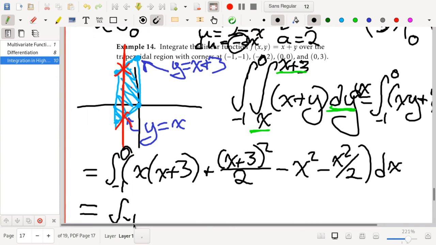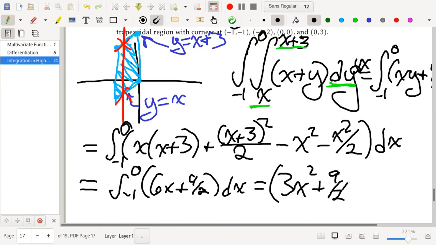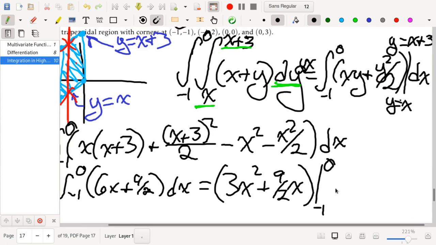This is going to be the integral from negative 1 to 0 of 6x plus 9 halves dx. Okay. And this is going to be, well, we get 3x squared plus 9 halves x, where x is ranging from negative 1 to 0. And at the end, the number that you get is 3 halves after you work that out.